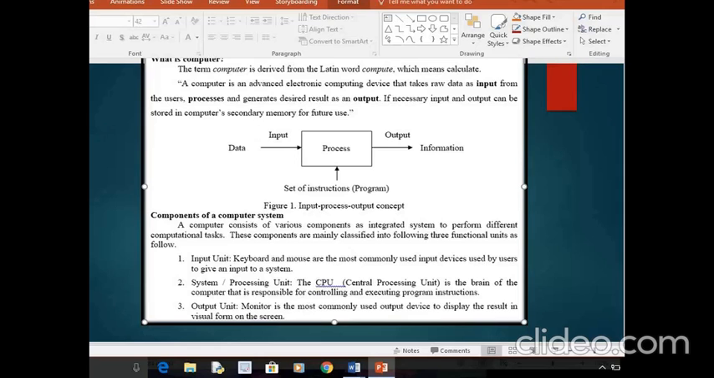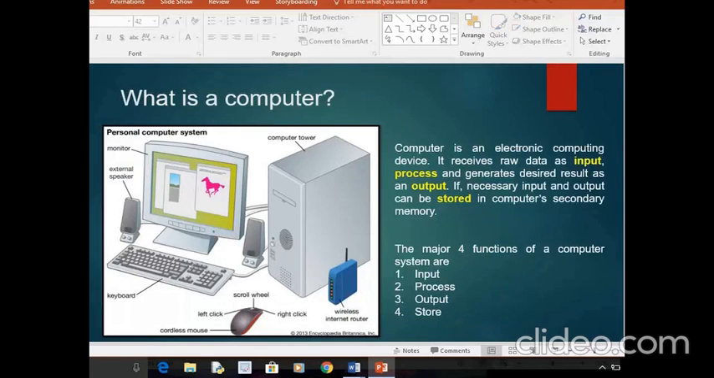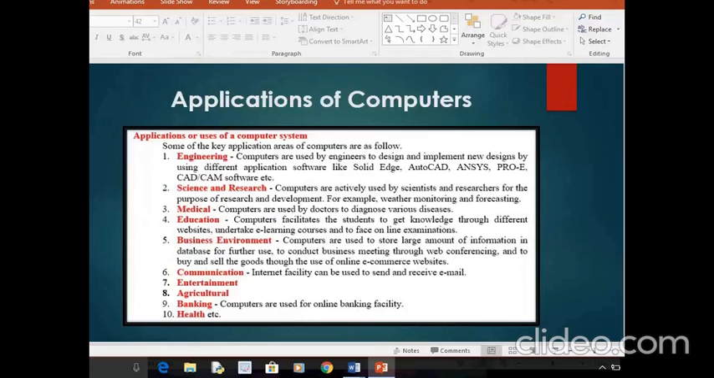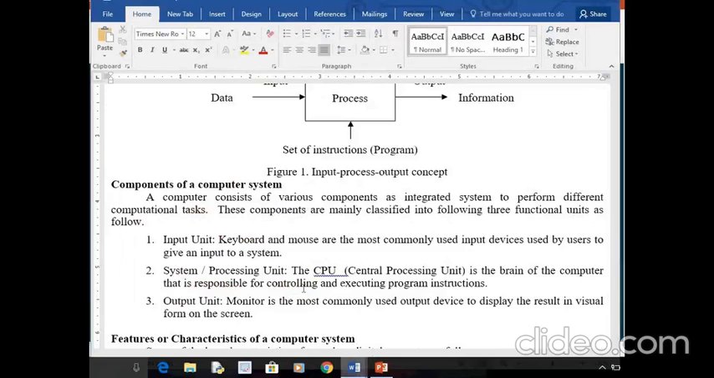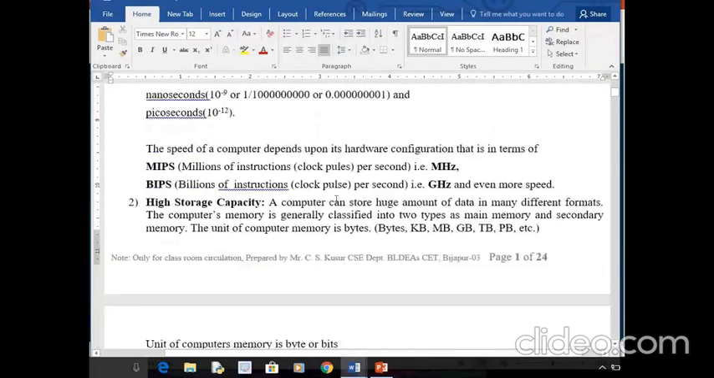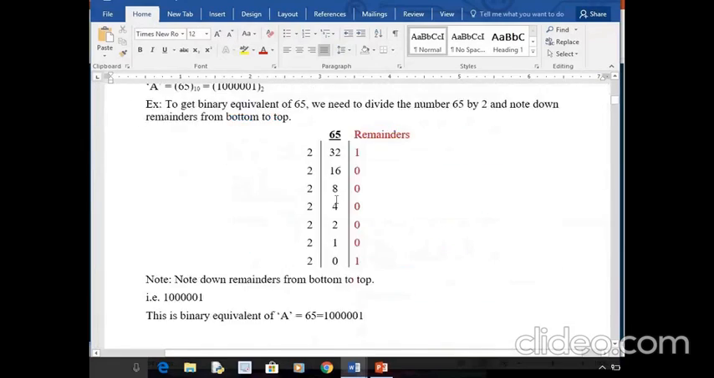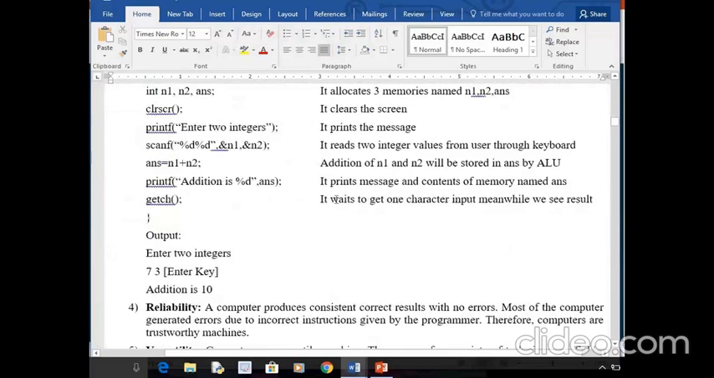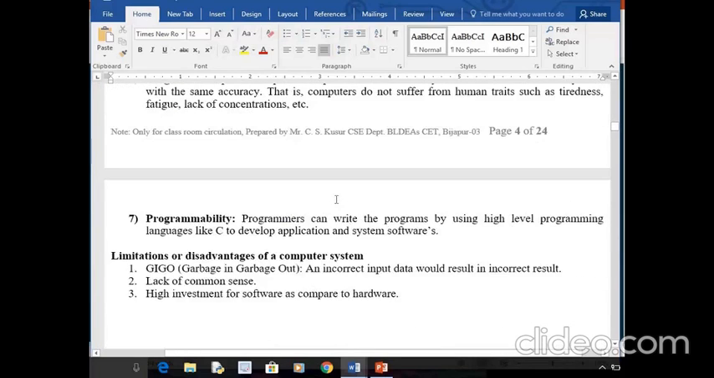In today's class, we discussed what a computer is and the components of computers. In the next lecture video, we will discuss the features of a computer system and why computers have become so popular, as well as applications and how to write programs.